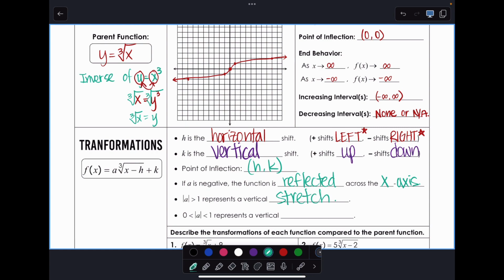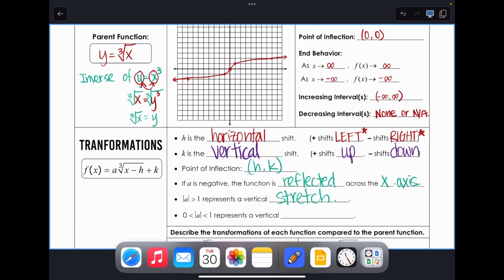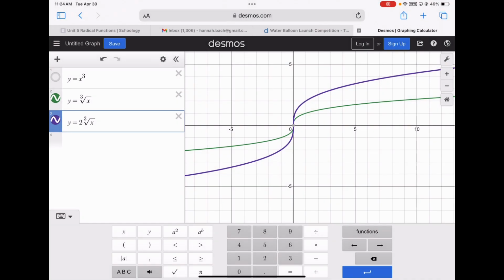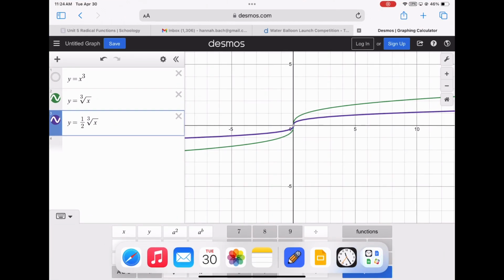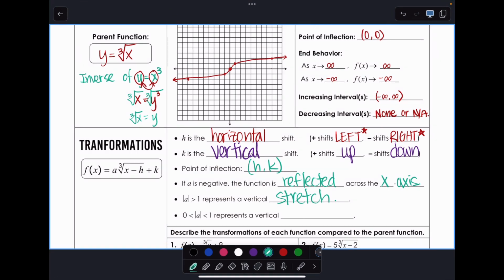Okay? Okay, what if I put in a fraction? Instead of 1 or 2, compressed. It's a compression. Same thing as what? Square root.